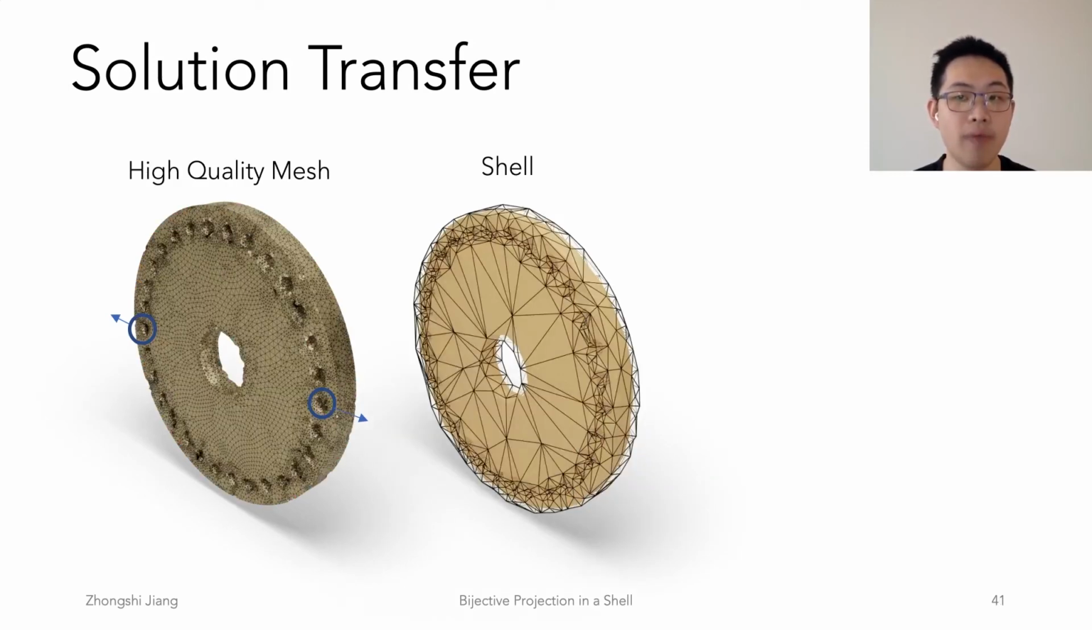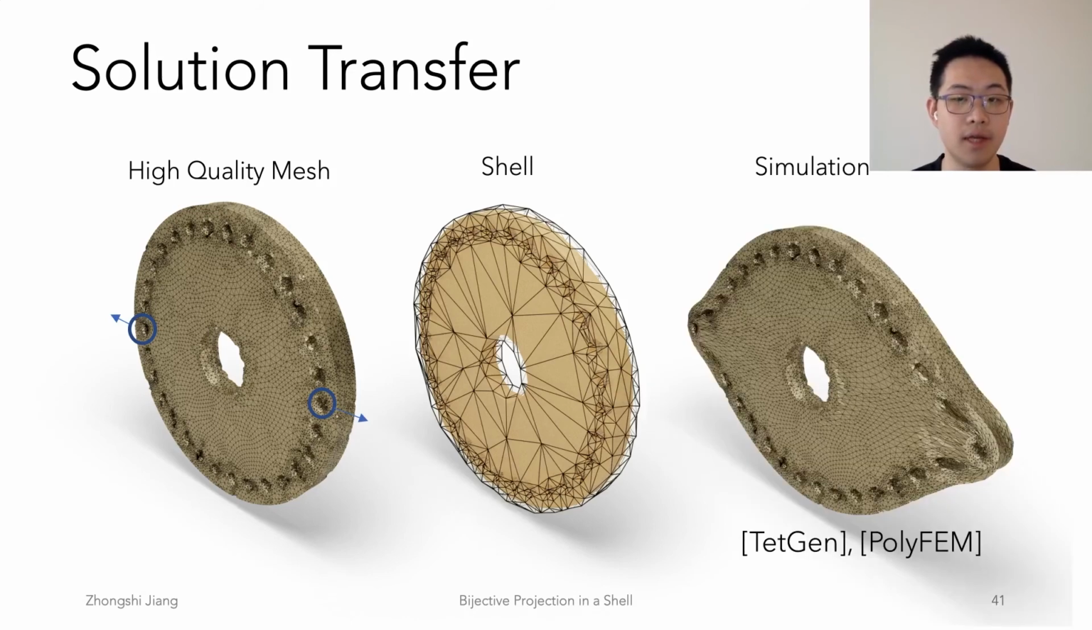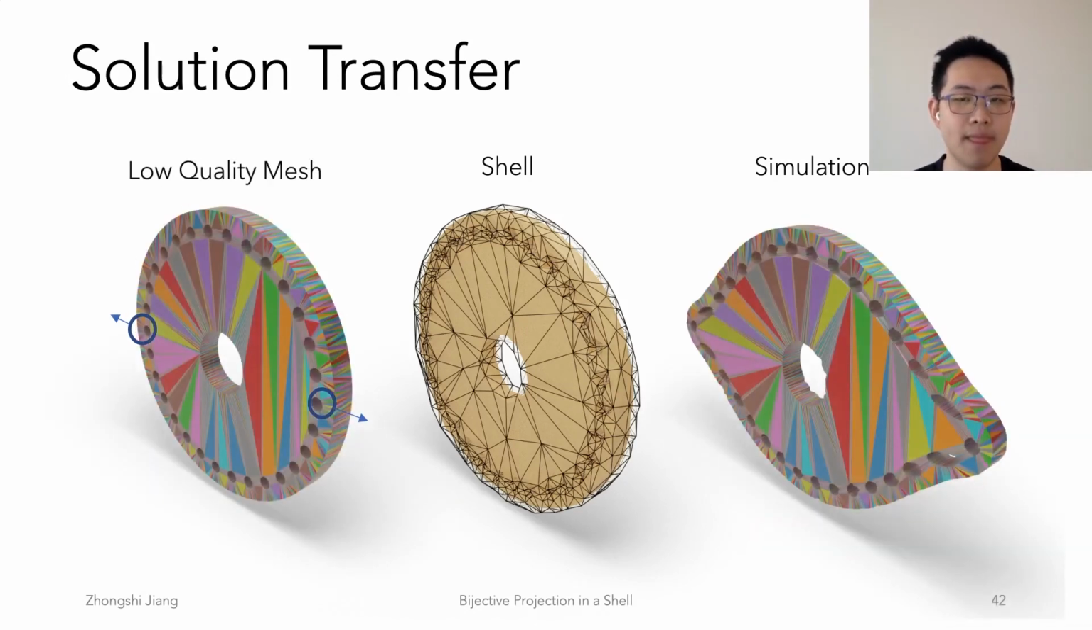Inside the shell, we remesh to have a high-quality mesh with bijective mapping to transfer the boundary conditions. And now we can perform the tetrahedral meshing and FEM to get a simulation result. Again, using the exact same mapping induced by the shell, we can transfer back the solution as a displacement field. And therefore, we have a high-quality simulation on a low-quality mesh.